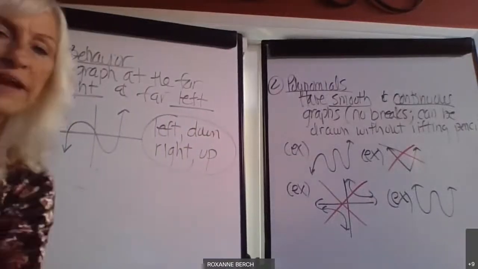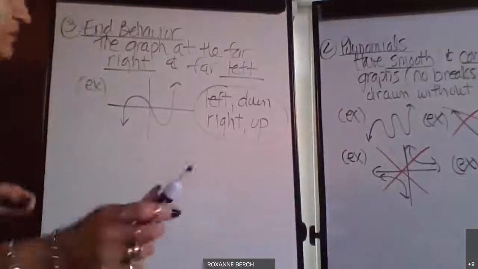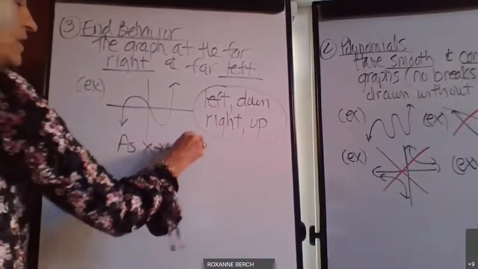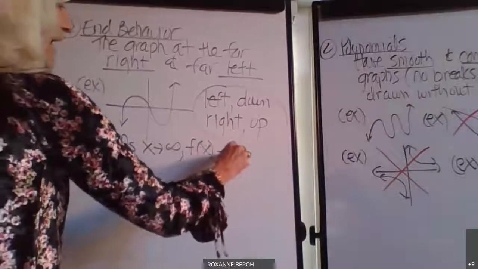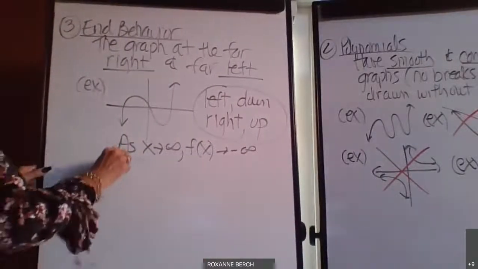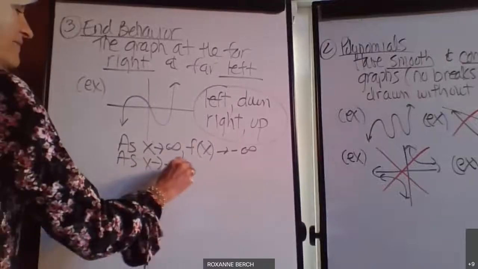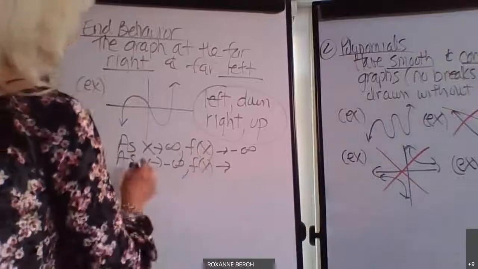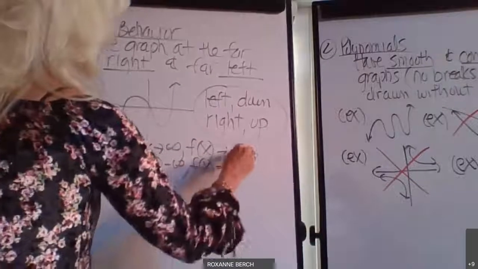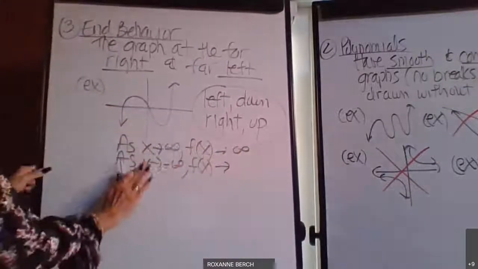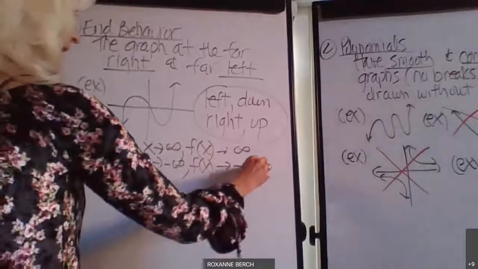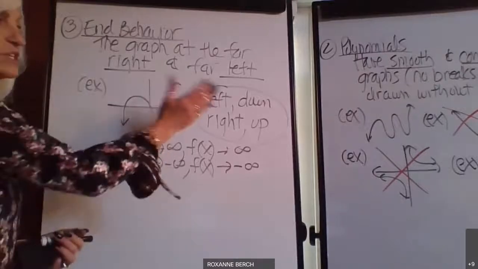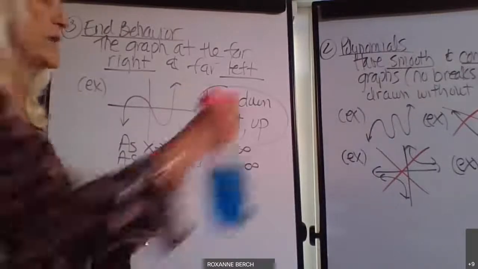And there's a formal way to write it. I'm not going to have you write it this way, but let me show you what they have to do in Algebra 2. They have to say, as x goes to the right forever, the graph is going up, and as x goes to the left forever, the graph is going down. So that's a formal way of writing it. I'm not going to have you do that. You just have to do this. So let's do another one.